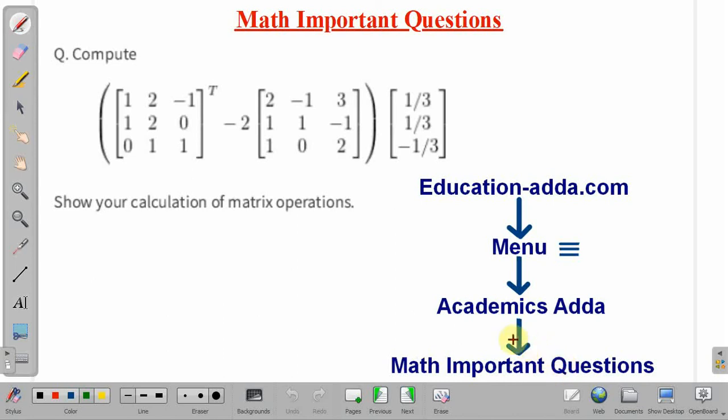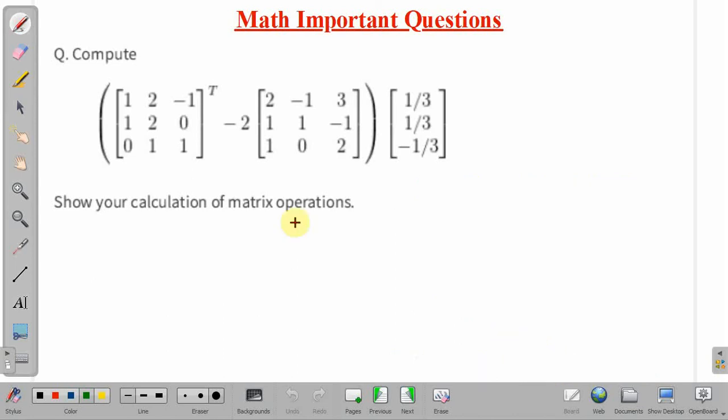Okay friends, coming back to the given problem. We have to compute the given expression and show our calculation of matrix operation. So if we see the given expression, what we need to do? First, we need to find the transpose of this matrix. Then we need to subtract another matrix which is obtained by scalar multiplication with this 2. And then one more matrix we will get after subtracting this one. Then we need to multiply two matrices. So step by step we will do.